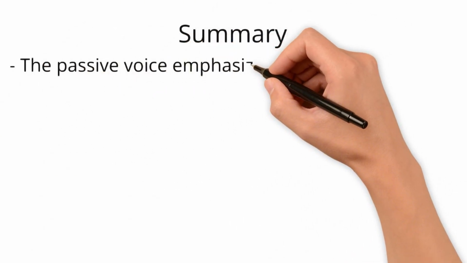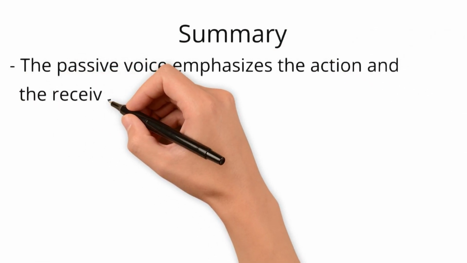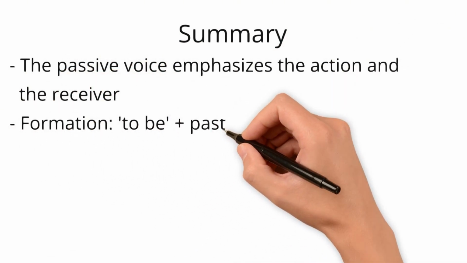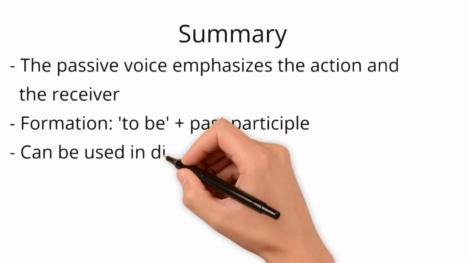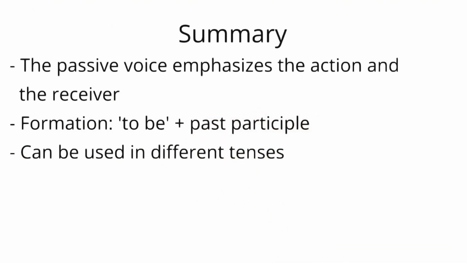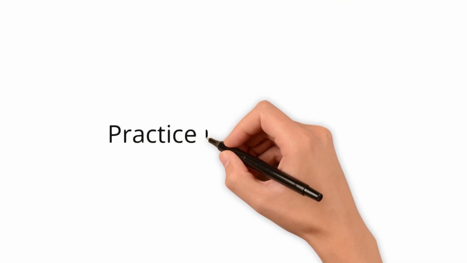To conclude, the passive voice emphasizes the action and the receiver. It is formed with to be and the past participle and can be used in different tenses. Practice makes perfect.